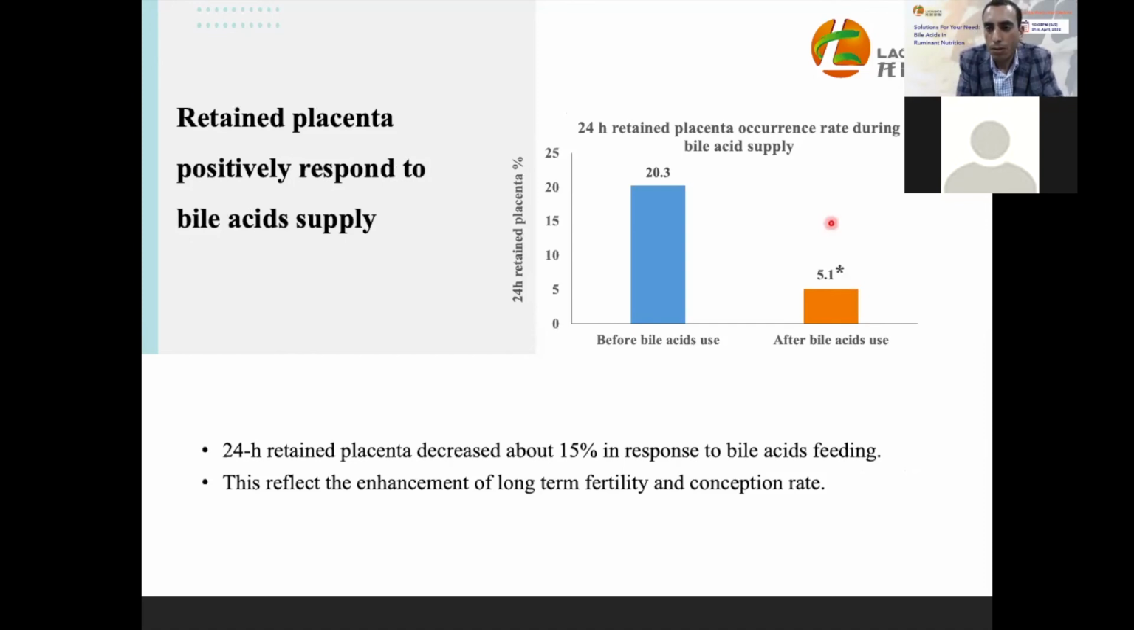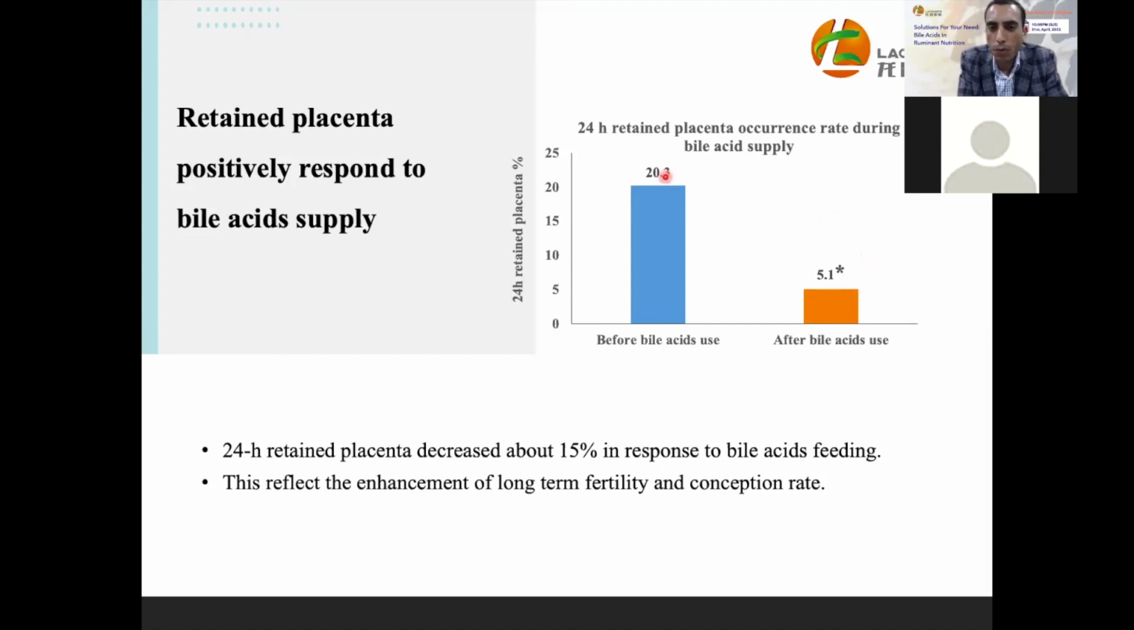Retained placenta is also one of the important metabolic disorder diseases. Retained placenta is commonly measured after calving, and the cow is considered as having retained placenta if after 24 hours of calving she still has a placenta. If the placenta descends within 24 hours, it is normal, it's okay. After 24 hours, it is considered retained placenta, and it still needs more checking and more diagnosis.